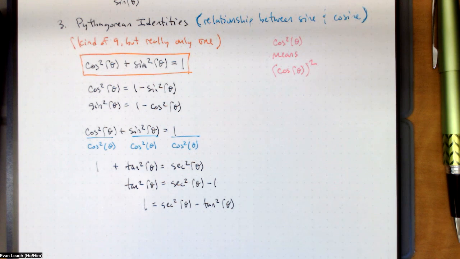That gives us 6, but I said that there were going to be 9, but you could figure out probably how I'm going to get those last 3. I got these previous 3 by taking our basic Pythagorean identity and dividing by cosine, so now I'm just going to go through and divide by sine.